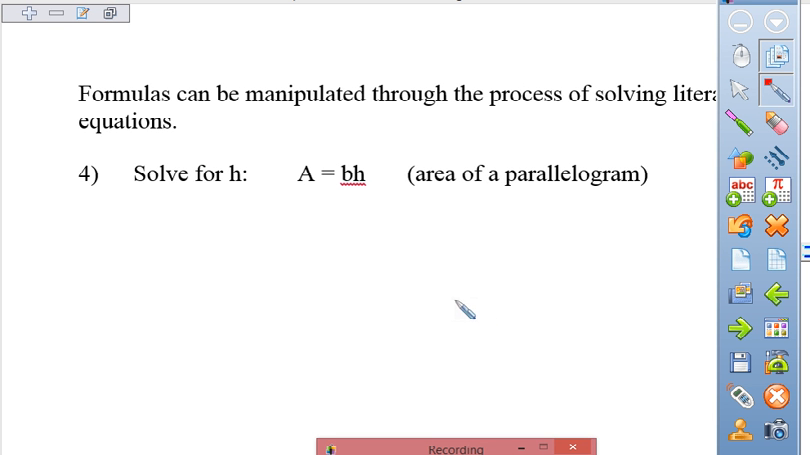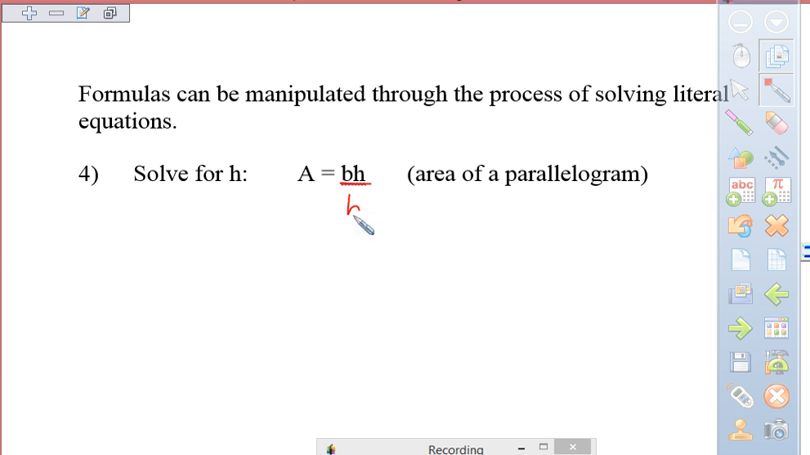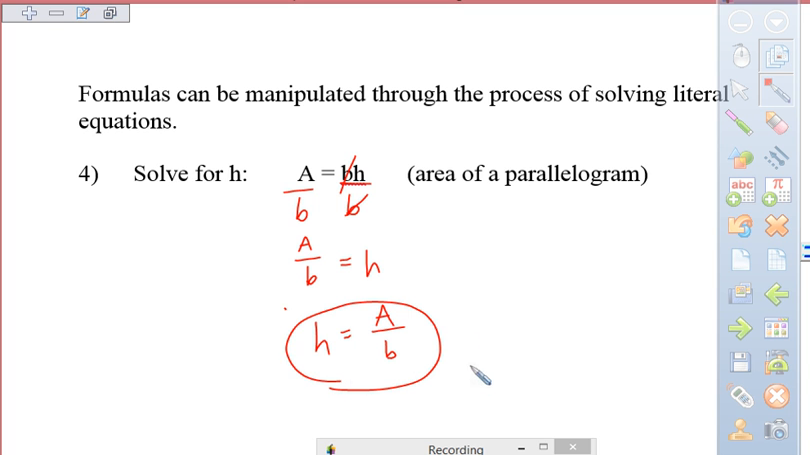The next set of directions say formulas can be manipulated through the process of solving literal equations. Solve for h. So this is the formula for the area of a parallelogram, and I want to get h by itself. So b and h are connected by multiplying, so I'm going to divide by b. So dividing by b is going to cancel it, so I get h. And then on the other side, I have area divided by the length of a base. And then I always like to write it with my h first. So h is equal to the area divided by b. And this would be my final answer.